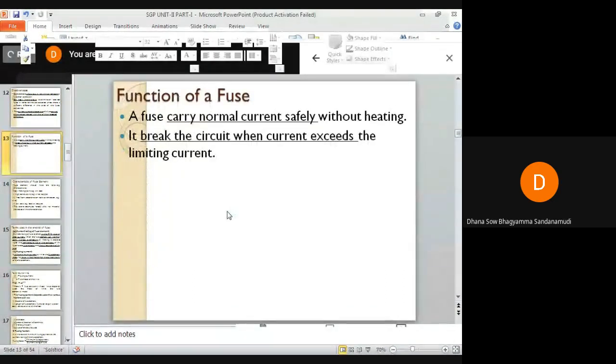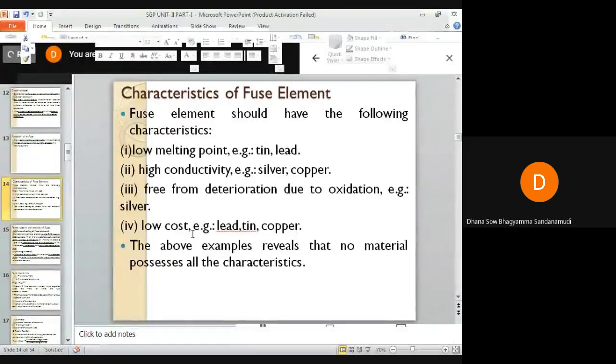The function of the fuse, you already know: it carries normal current without overheating under normal operating conditions, and under abnormal conditions it will break the circuit when current exceeds the rated value. This is the function of the fuse. Next, the characteristics of the fuse element.